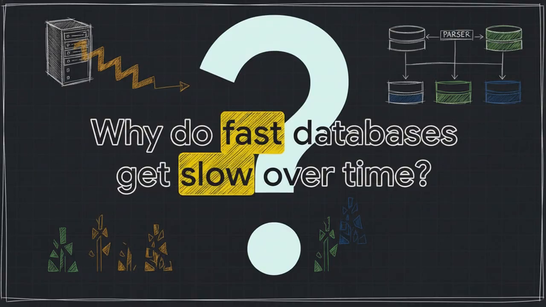So, have you ever noticed this? A brand new app feels lightning fast, right? But give it a few weeks, a few months, and it just starts to feel sluggish. It's a classic problem, and it drives developers crazy. And you know what? The culprit is usually hiding in plain sight. It's the very thing that was supposed to make it fast in the first place, the index.